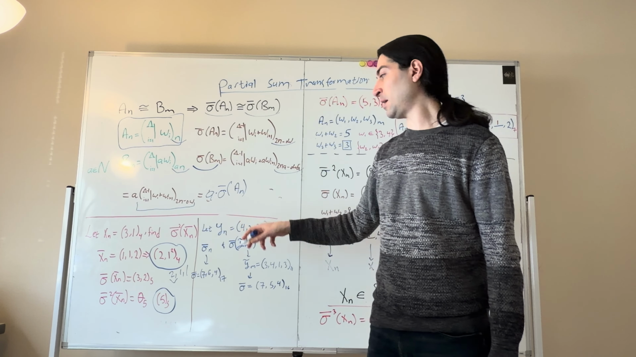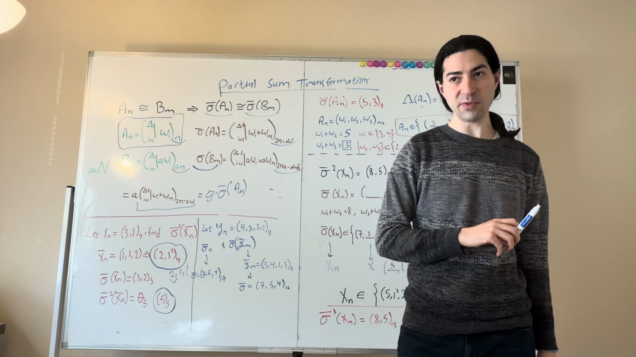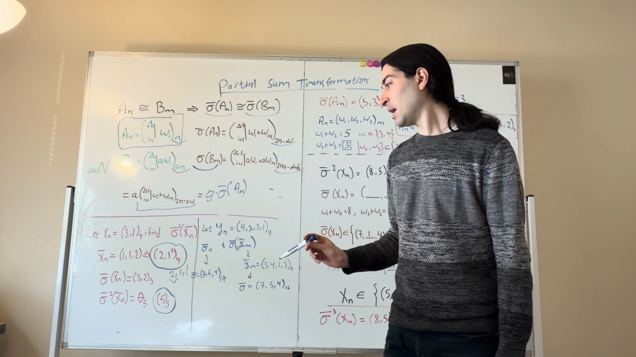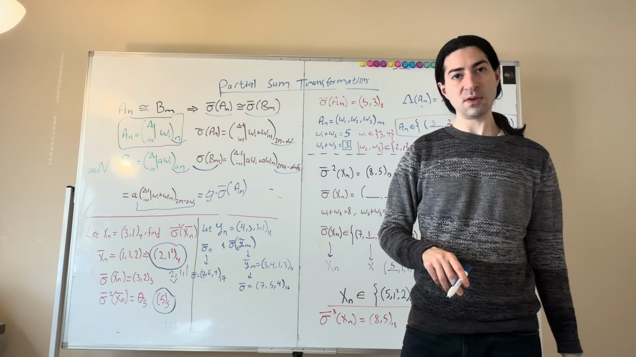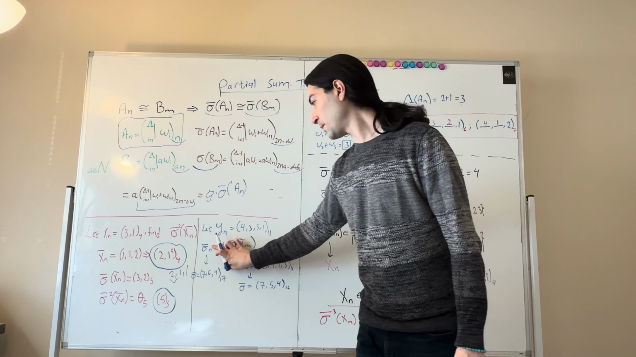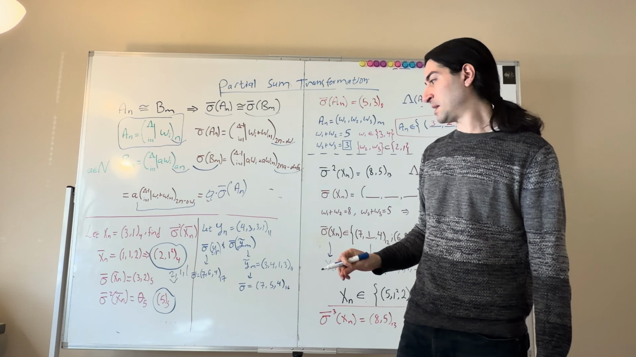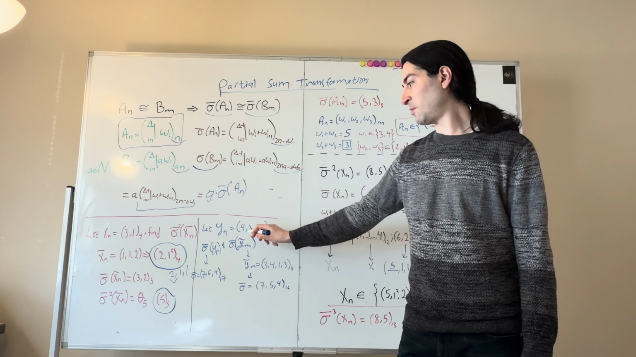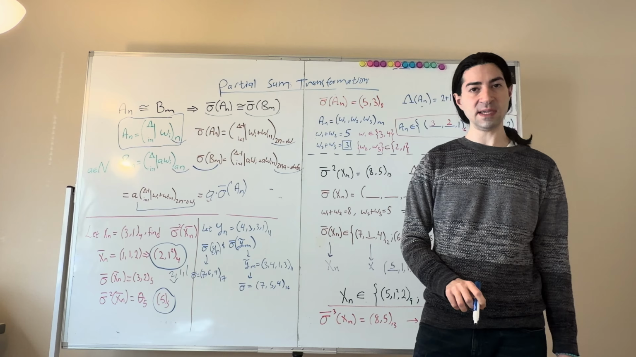Let yn equal to 4, 3, 3, 1 subscript 11. Let's find first sigma bar of yn, and that is pretty easy. So this gives us 7, 3, 4 subscript 17.